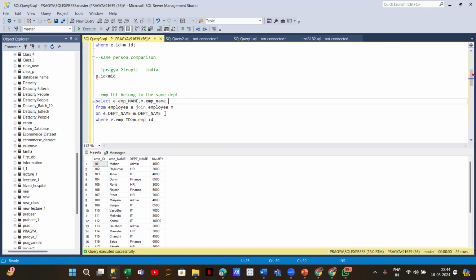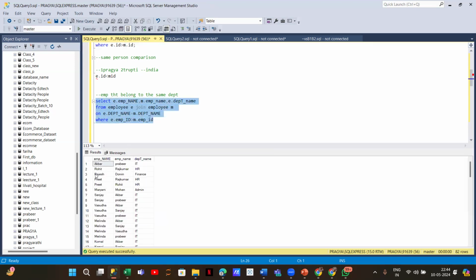So now I want the department name also. In department name, you can either write E or M, it doesn't matter, because both of them have the same departments. So let's run it and we get our answer. So Akbar and Prabir belong to IT. Rohit, Rajkumar, HR, like that.